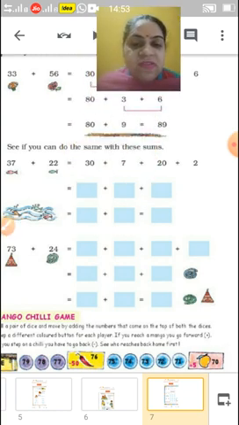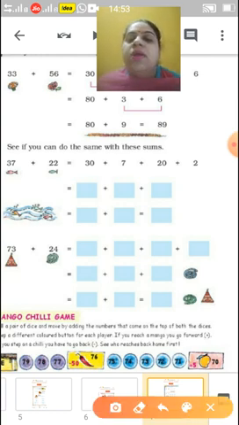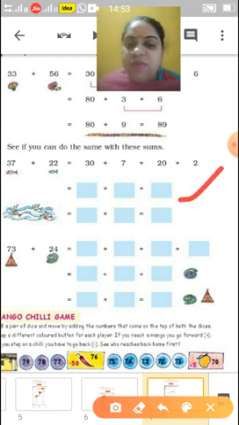This is 37 plus 22. So, this I will do for you. Rest you will do. This is 2 digits. So, this you do on your own. We will do this. Now, come here.